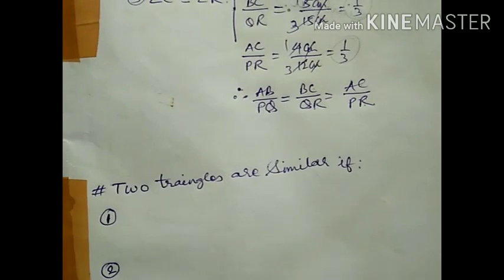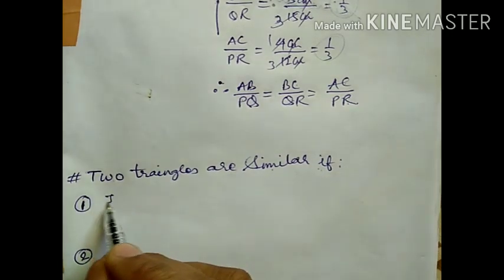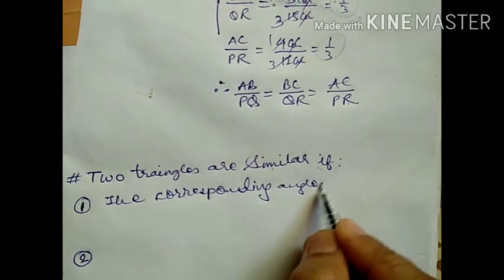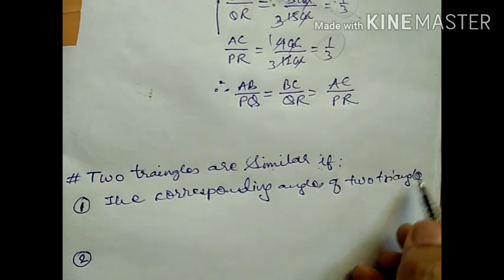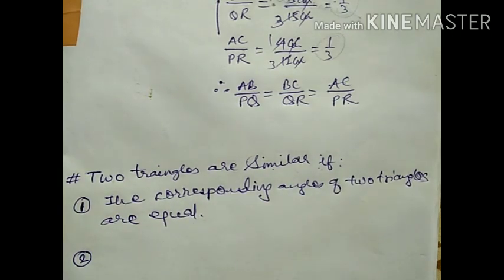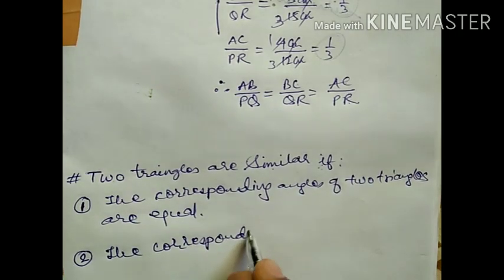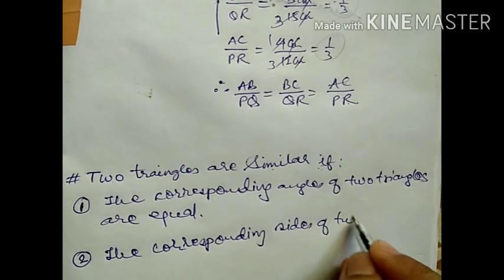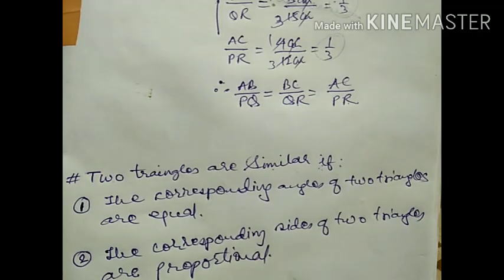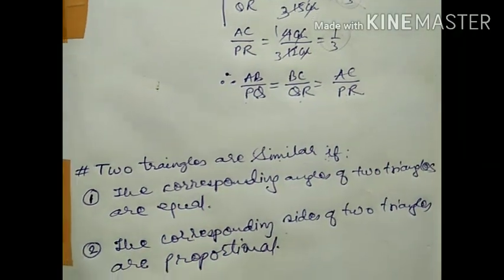We may not look at the triangle, but directly also we can say that two triangles are similar if the corresponding angles of two triangles are equal. Also we can say the two triangles are similar if the corresponding sides of two triangles are proportional. That means the corresponding sides are in the same ratio like this, AB by PQ equal to BC by QR equal to AC by PR. That is called proportional. Okay, so that's a very important point.